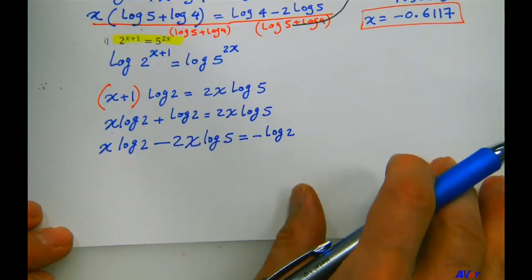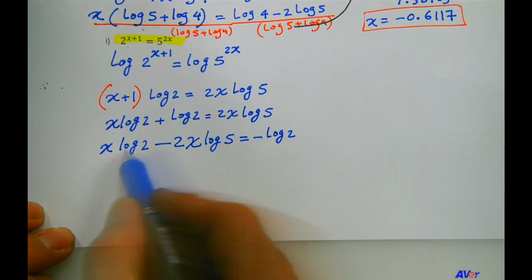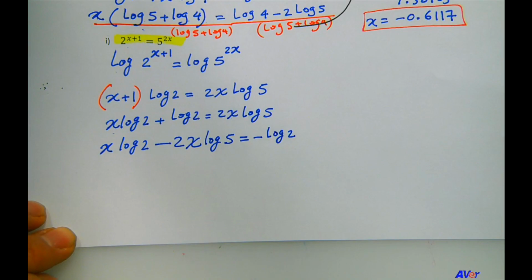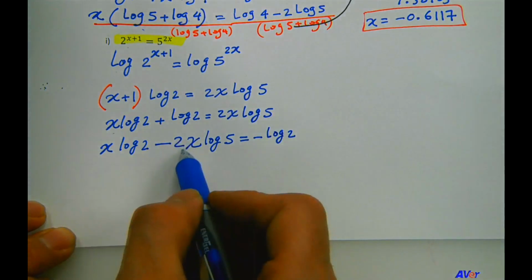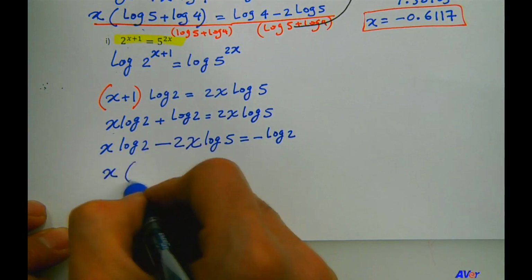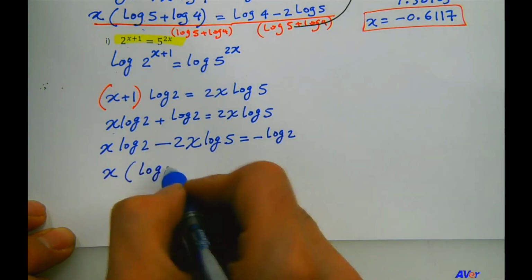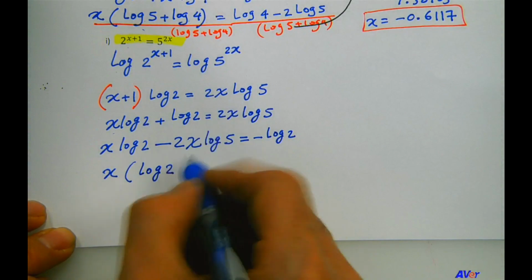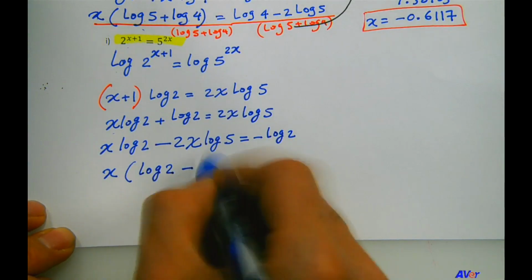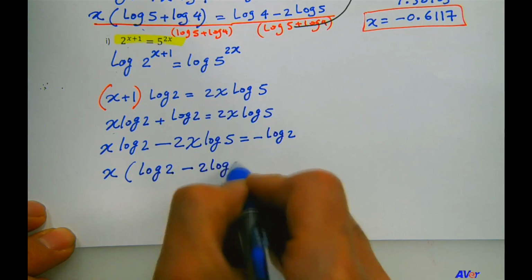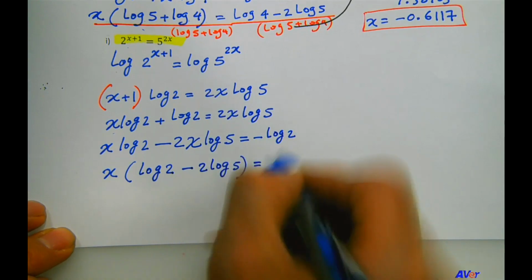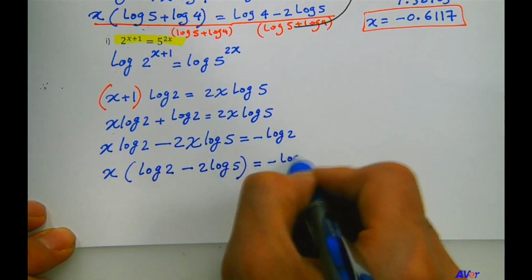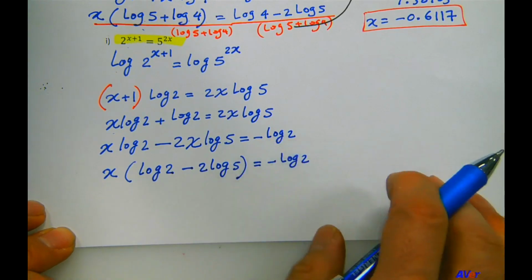Okay, now we're a little bit closer to solving for x, but not quite yet, right? Because x is far from being isolated right now. So what do I need to do now? Well, factor out x. So let's do that. X times log of 2 minus 2 log of 5 equals minus log of 2 on the right side, right?